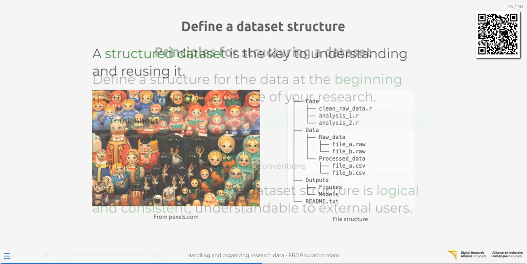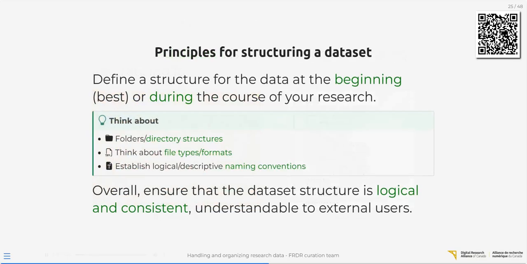When it comes to structuring your dataset, the ideal time to define your organization is right at the beginning of your project. If that's not possible, setting up a clear structure during your research is the next best thing. There are a few key things to think about. First, plan your folder and directory structures carefully. Second, think ahead about the file types and formats you'll use. Third, establish logical and descriptive naming conventions for your files and folders. Overall, your dataset should be logical, consistent, and easily understandable by external users, often people unfamiliar with your project.